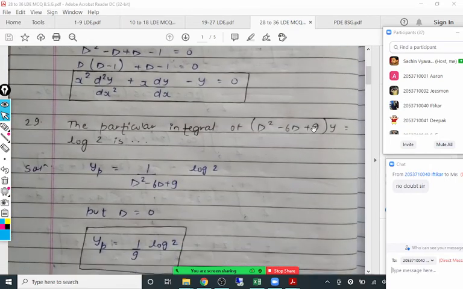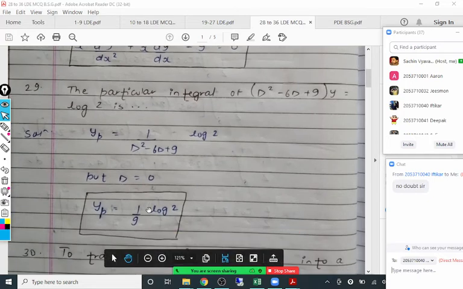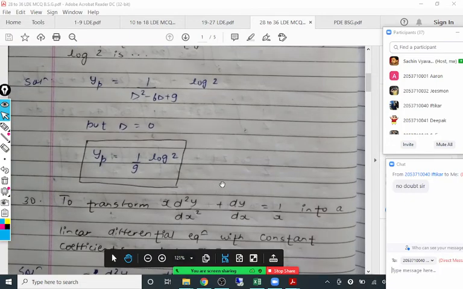We want yp, and I think log 2 is on the RHS. Even though log 2 is there, you should not worry. This is just a constant, and whenever the constant is there, you should replace D by 0, and that's correctly done here. So 1 by 9 log 2 is the correct answer.